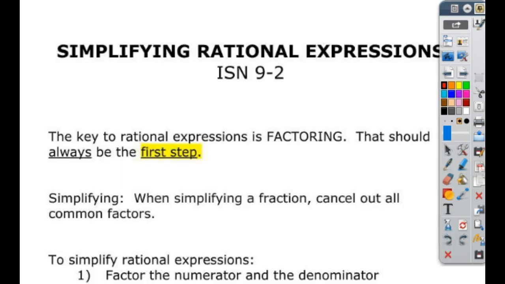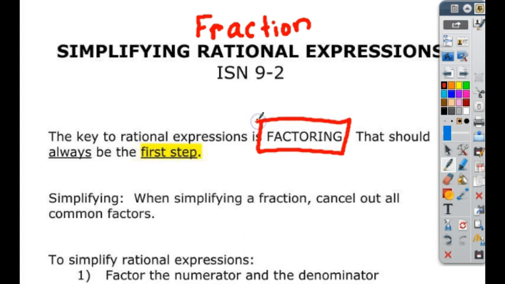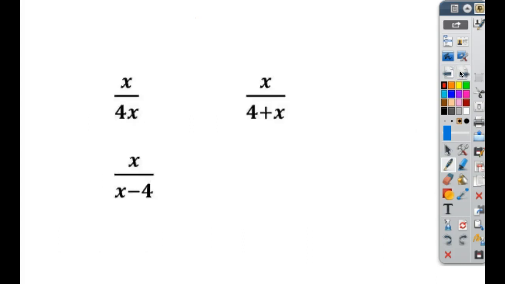Simplifying rational expressions. Remember that rational means fraction. We're going to simplify fractions, and the first step is to factor. Factoring is always the first step, and then we're going to simplify. Before we go into example number 1, please write this into the margin beside these first little notes.